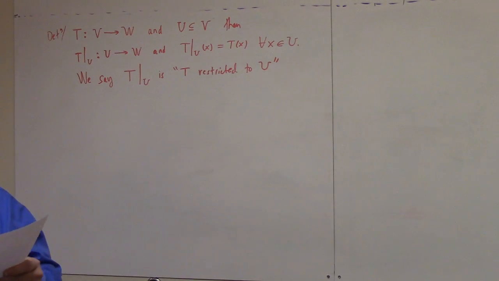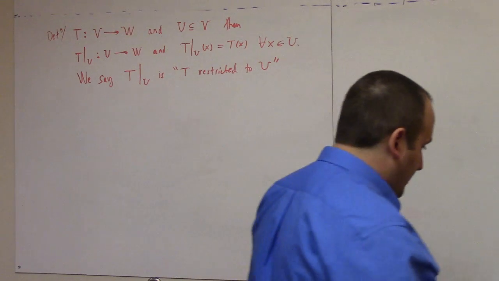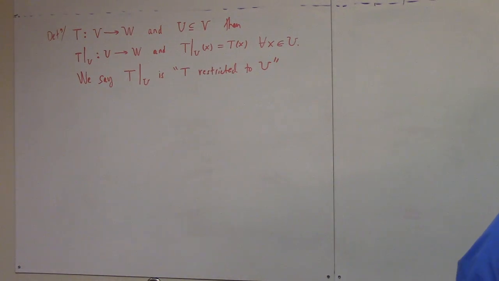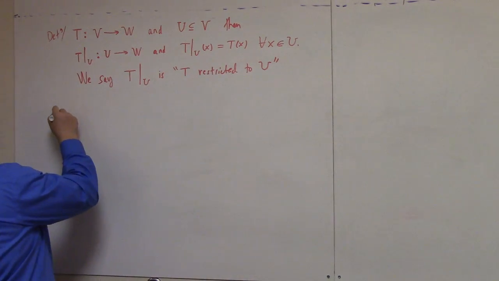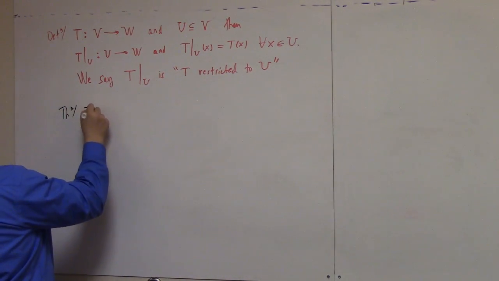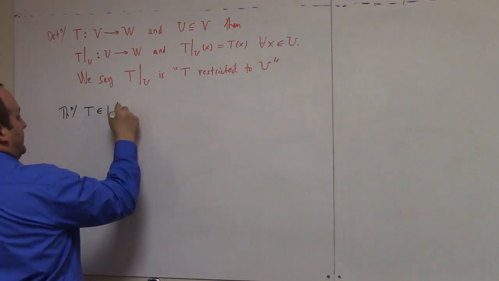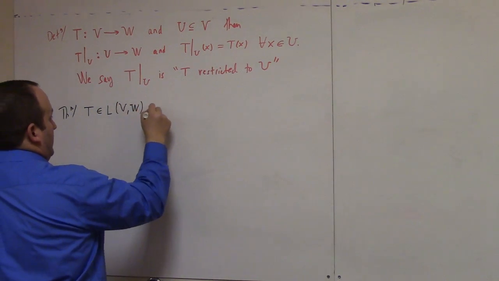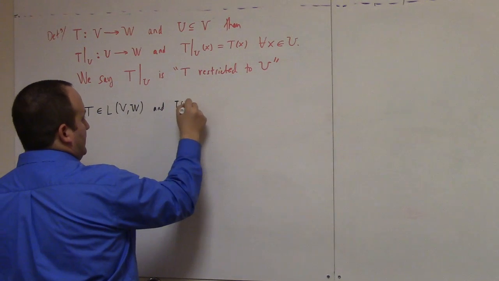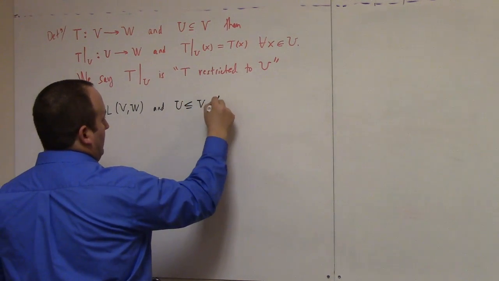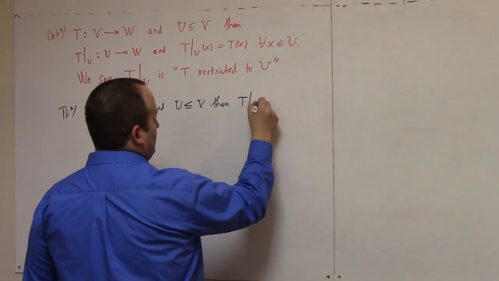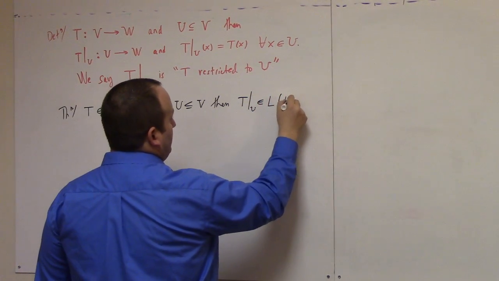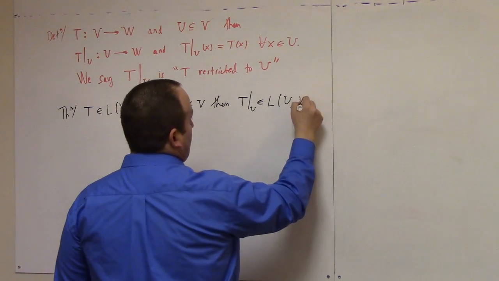All right. Proposition. If you have a linear transformation, and you restrict it to a subspace, then the restriction is also a linear transformation. So here we go. Theorem. If T is an element of the linear transformations from V to W, and U is a subspace of V, then T restricted to U is itself a linear transformation from U to W.